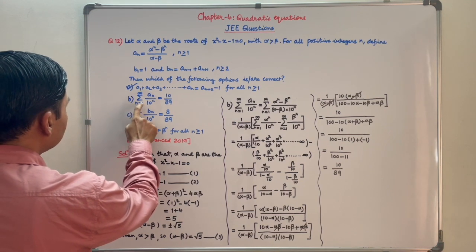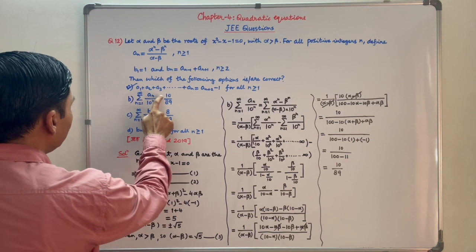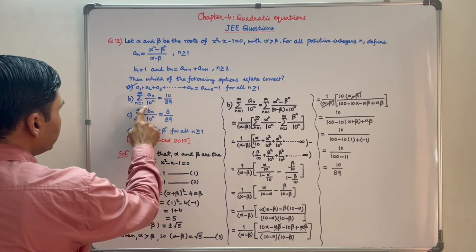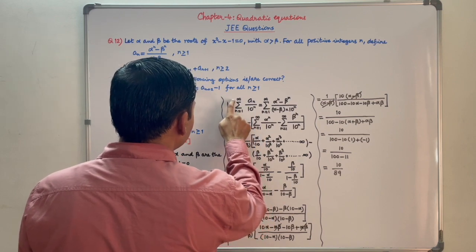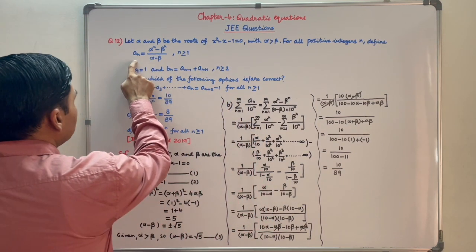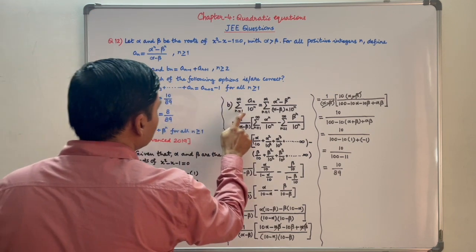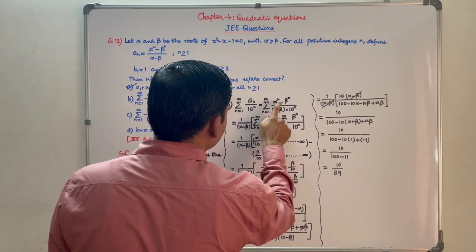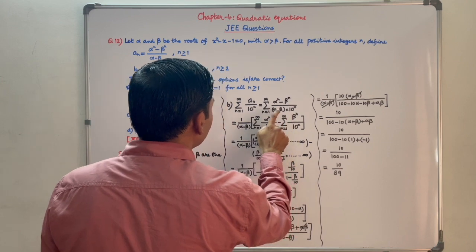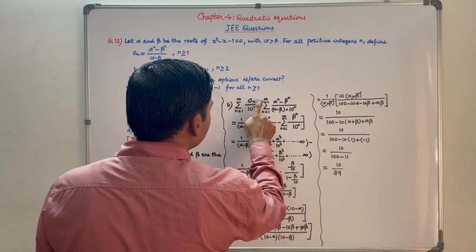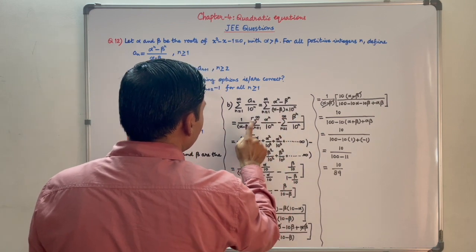Statement B. Summation of a n upon 10 to the power n, from n equal to 1 to infinity, is equal to 10 by 89. The left hand side is summation of a n upon 10 to the power n from n equal to 1 to infinity. Given that a n is equal to (alpha to the power n minus beta to the power n) upon (alpha minus beta), this is equal to the summation of (alpha to the power n minus beta to the power n) upon (alpha minus beta) into 10 to the power n, from n equal to 1 to infinity. Now this can be split into two terms. Take 1 upon alpha minus beta outside.